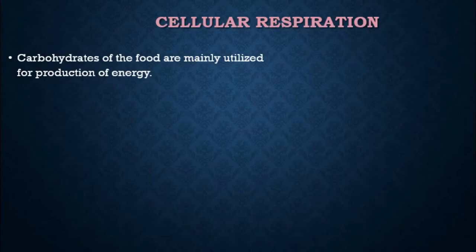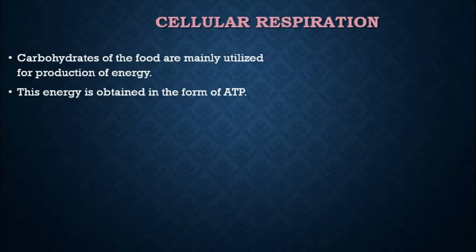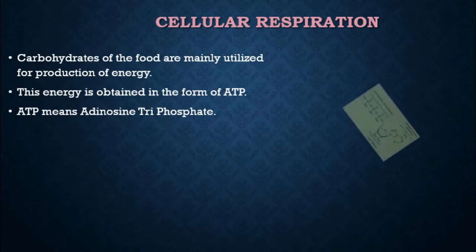We are going to learn about cellular respiration in detail. Carbohydrates of the food are the main source of energy for any living thing. This energy is obtained in the form of ATP. What is ATP? ATP means adenosine triphosphate.